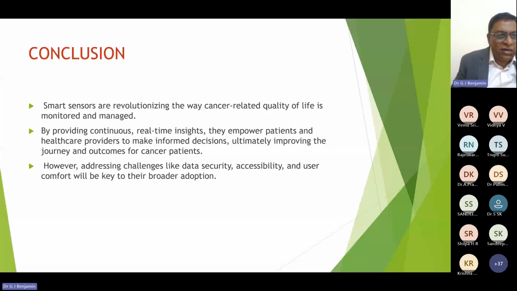Finally, coming to the summary and conclusion, smart sensors are revolutionizing the way cancer-related quality of life is monitored and managed. By providing continuous real-time insight, they empower patients and healthcare providers to make informed decisions, ultimately improving the journey and outcomes of cancer patients. However, addressing challenges like data security, accessibility, and users' comfort will be the key to broader adoption.